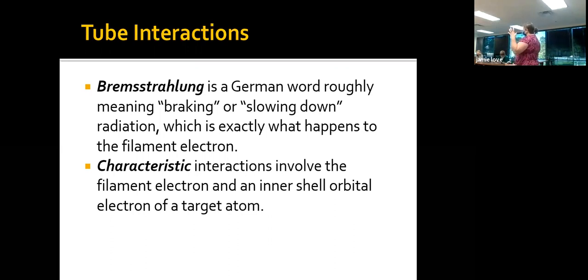Characteristic, we're going to get into why it's called characteristic in a minute, is the electron shell of the K shell. It's characteristic to the K shell's energy. We talk about characteristic. So that's only 2 things that can happen to produce X-rays. 2 different types of interactions, characteristic and Bremsstrahlung.